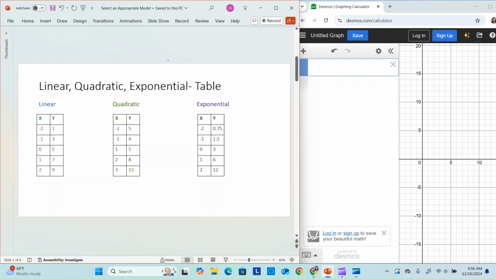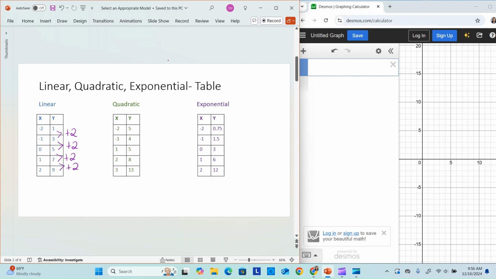Here I have the table of a linear function, the table of a quadratic, and the table of an exponential. You can look at the y values and see that there's a pattern in each one of these functions. What happens in a linear function is you're going to be adding or subtracting the same value every time. So when I go from 1 to 3, I have a change of plus 2. From 3 to 5, plus 2. 5 to 7 is plus 2. And then 7 to 9 is plus 2.